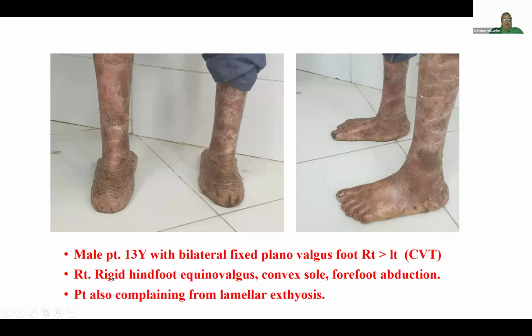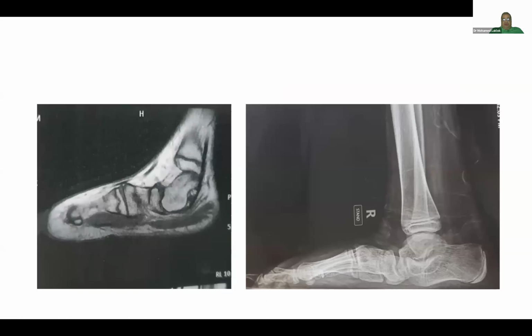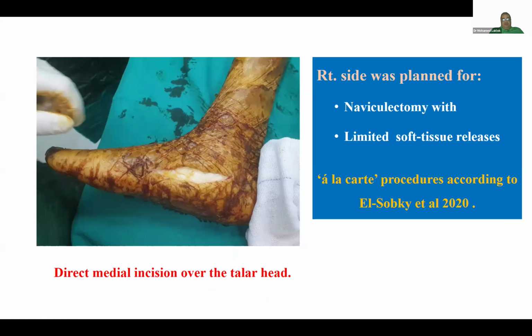The first case is a 13-year-old male patient with bilateral fixed planovalgus feet, the right with a rigid hindfoot equinovarus, convex sole, and forefoot abduction. This patient also suffers from a skin problem called lamellar ichthyosis. This is the standing X-ray on the right and MRI on the left. At first, we do a direct medial incision over the talar head. We do the right side, planning for naviculectomy with limited soft tissue release according to the a la carte procedure of Ilsoki et al. 2020.